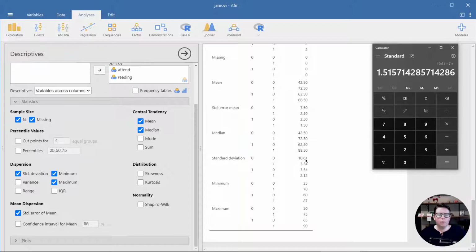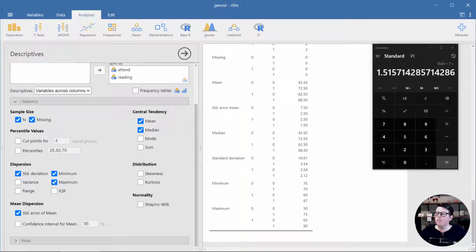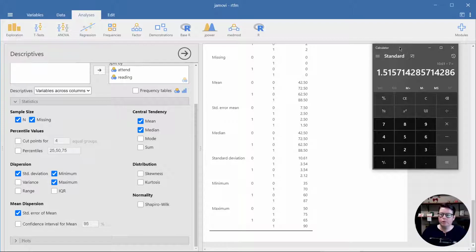No, I can't quite remember how we calculate the standard error. There's an equation for standard error. I thought it was just the standard deviation divided by... I was close, but divided by the square root of n. So that would be 10.61 divided by the square root of 8.